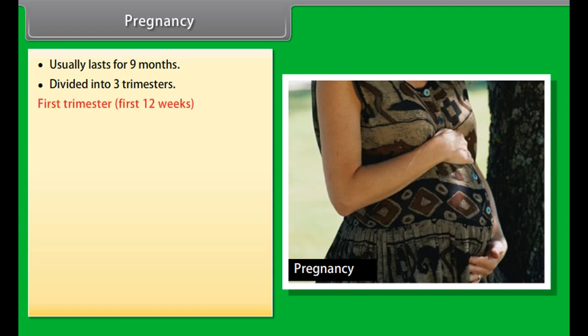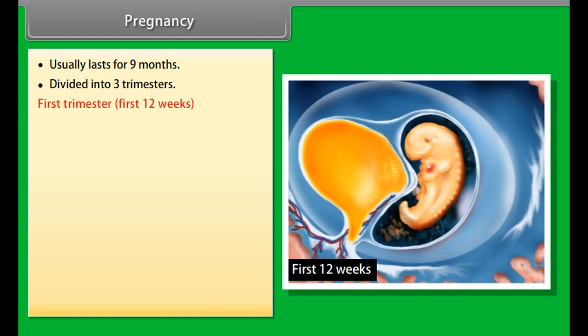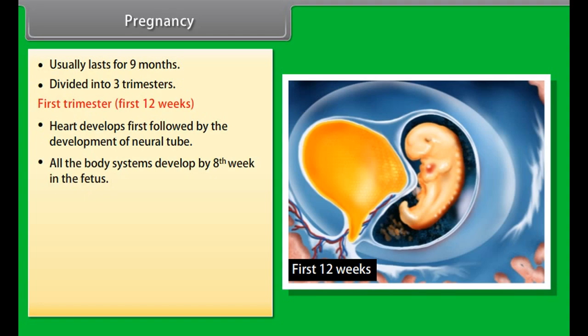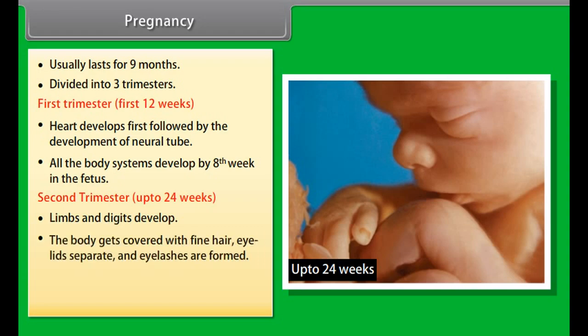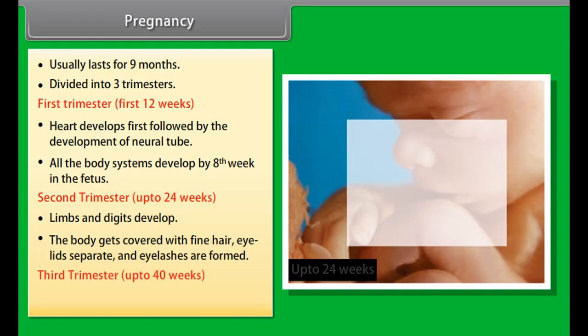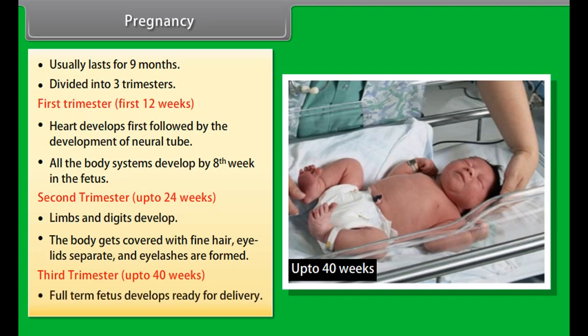First trimester, first 12 weeks. Heart develops first, followed by the development of neural tube. All the body systems develop by the 8th week in the fetus. Second trimester, up to 24 weeks. Limbs and digits develop. The body gets covered with fine hair, eyelids separate, and eyelashes are formed. Third trimester, up to 40 weeks. Full-term fetus develops, ready for delivery.